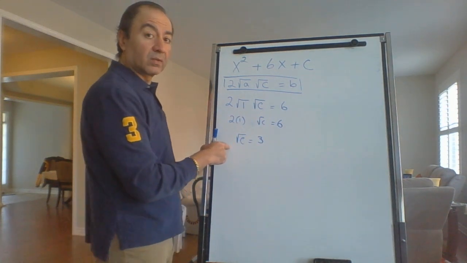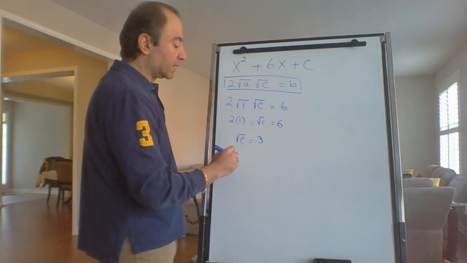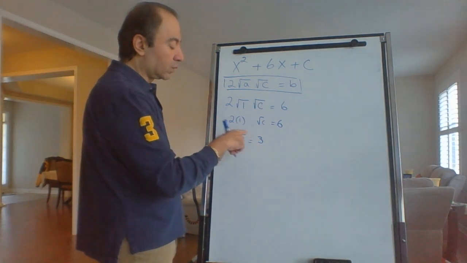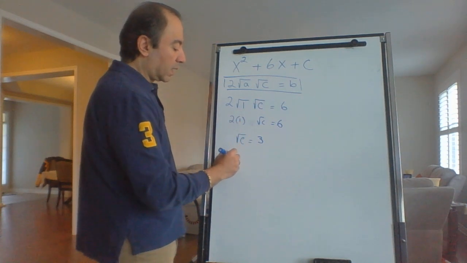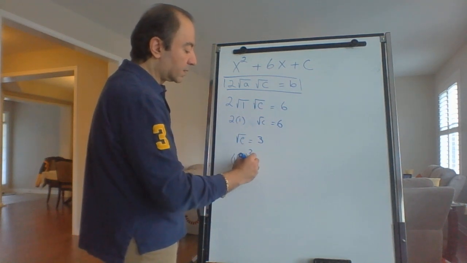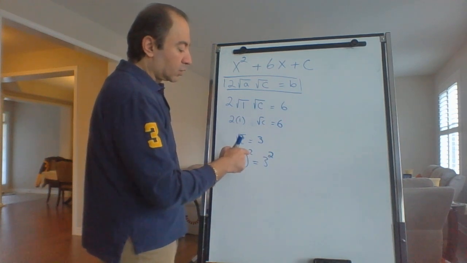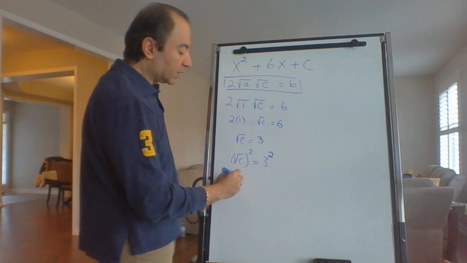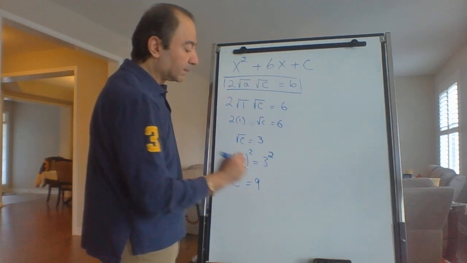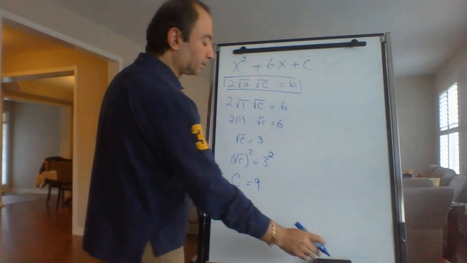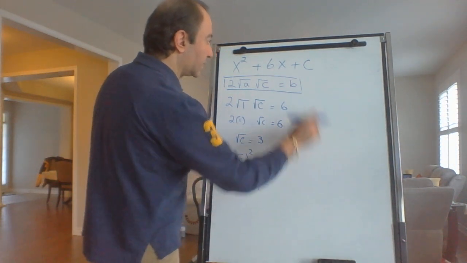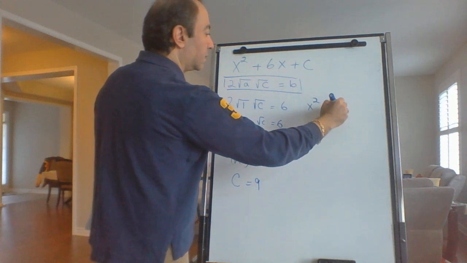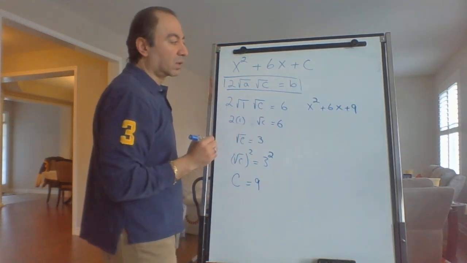Then to get rid of the square root, I square both sides. The opposite operation of square root is square. So I am going to square both sides, and the square and the square root cancel each other out, so I have C equals 9. Okay? So if C is 9, if you look, you will find that all the conditions are met.